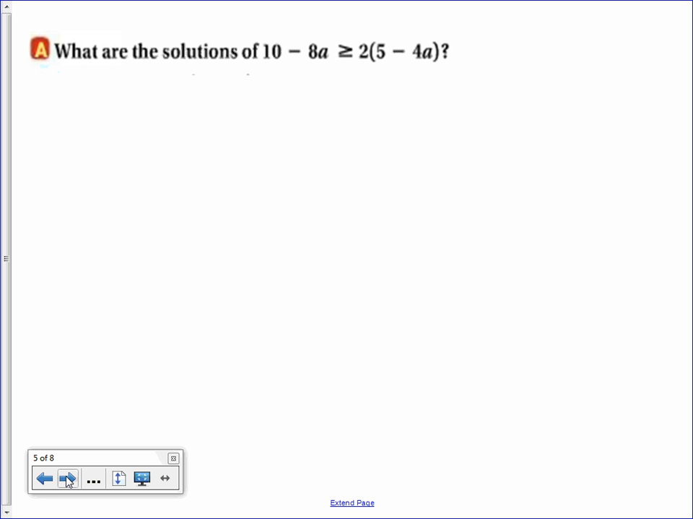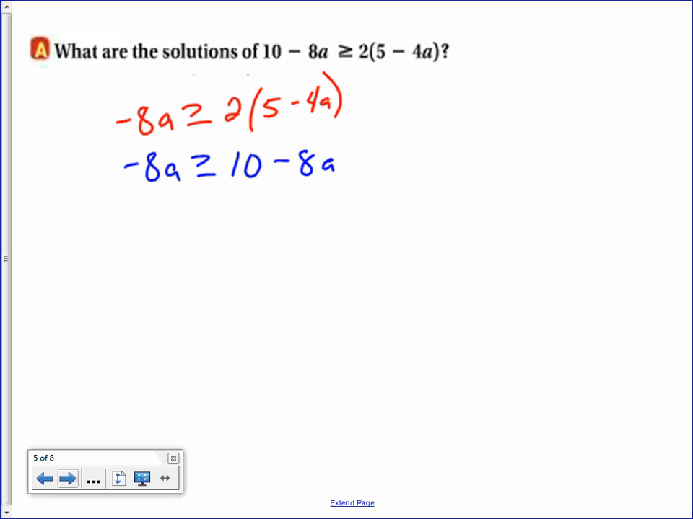Next step. Okay, what are the solutions of this one? So I might have an inequality that looks like this. Just to rewrite it to work with it a little bit here. So hopefully when you see the parentheses, the first thing that's going through your head is I'm going to distribute. So after I distribute, I'd have negative 8a is greater than or equal to 10 minus 8a. So now, if I add 8a to get the a's all together, I would get 0 is greater than or equal to 10.